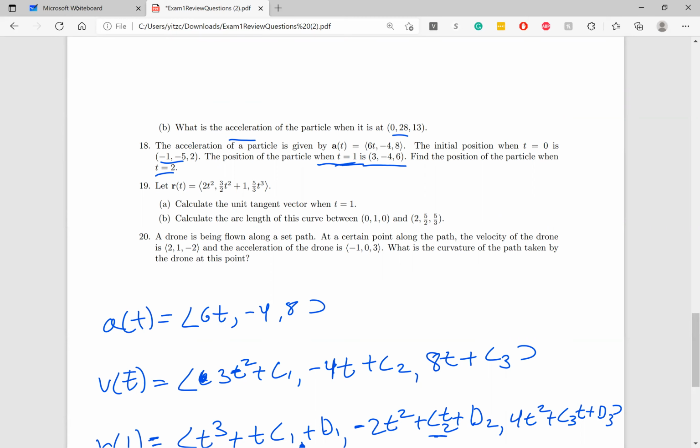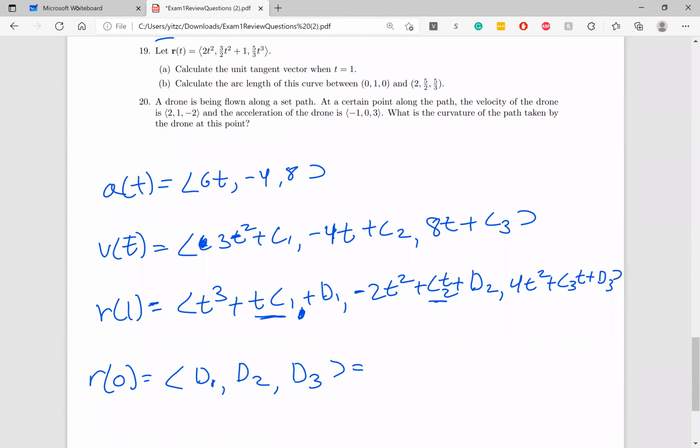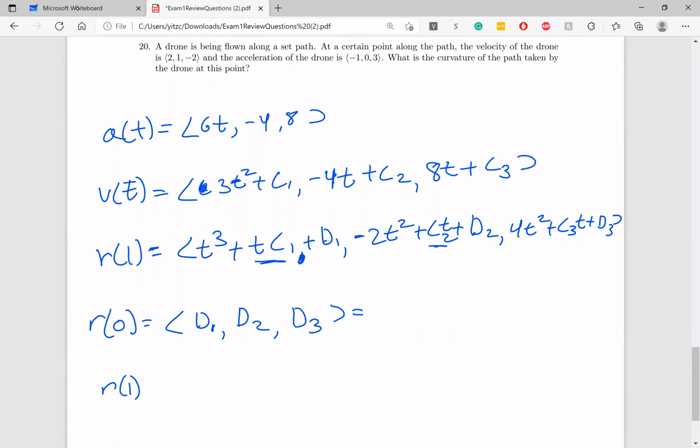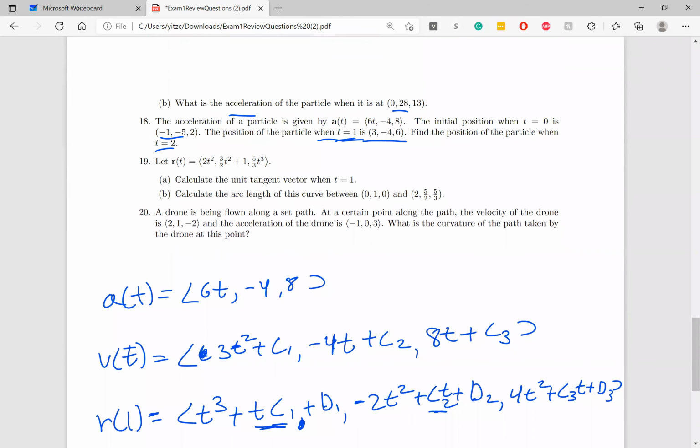And then you can plug in the t equals 1. You can plug in your d's, plug in the t's, 1 or 1, and that will solve for your C1, C2, and C3, and that's how you get your R. And then you can plug in your 2 to finish the problem. Any questions about this? No? Okay.